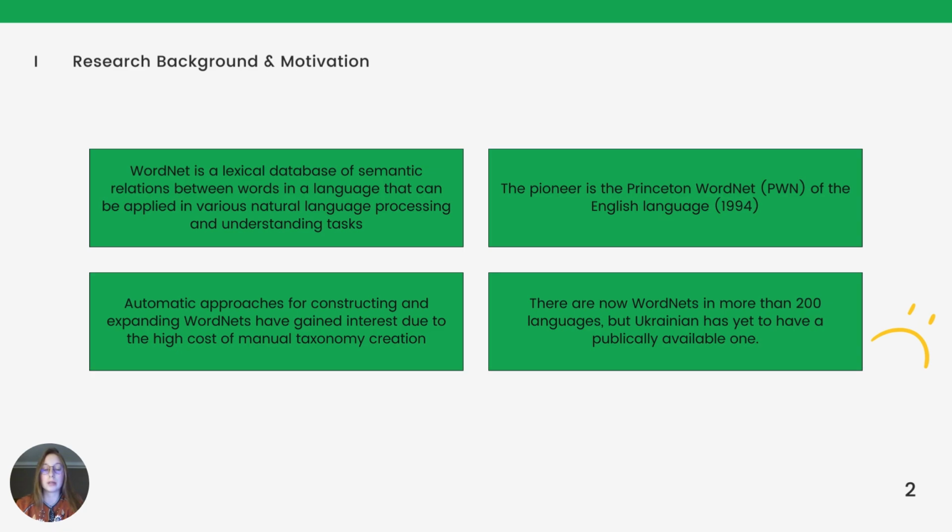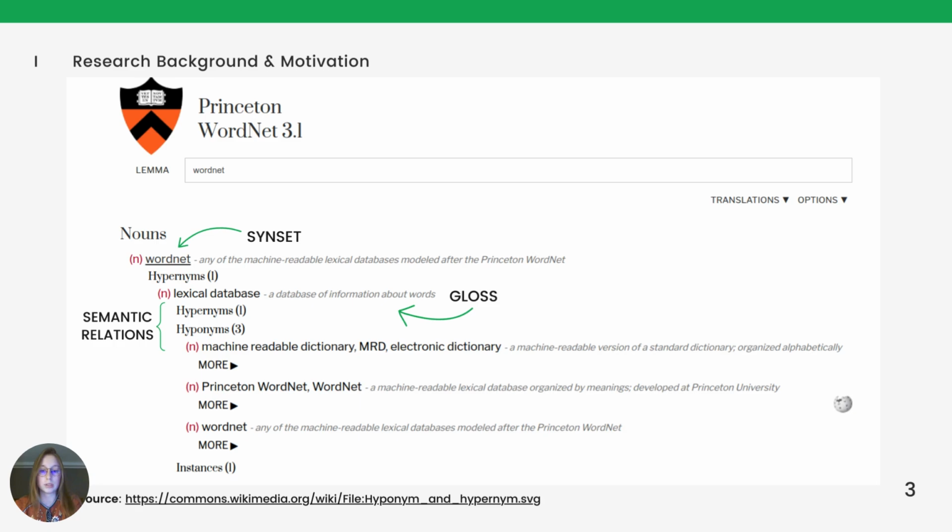Researchers working with languages other than English quickly became interested in this field and proposed numerous automatic methods for constructing and expanding WordNets due to the high cost of manual taxonomy creation. As a result, there are now WordNets available in over 200 languages. However, Ukrainian still lacks a publicly available WordNet.